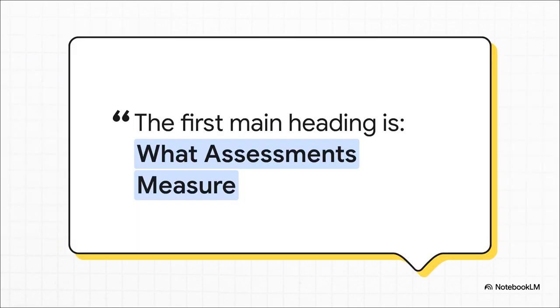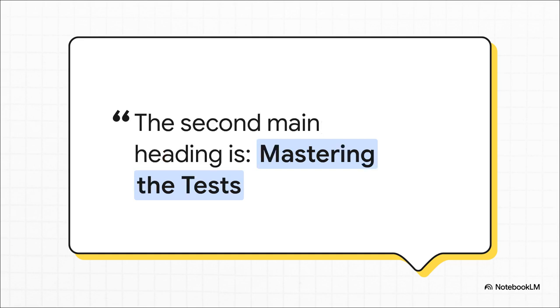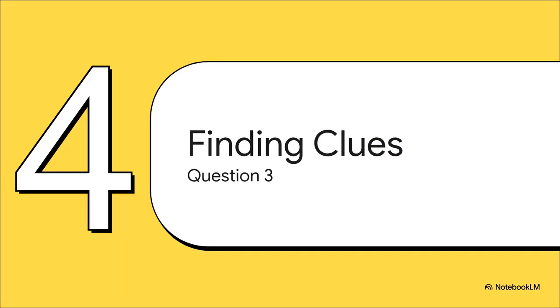Here's the first one. This heading tells us that this section is going to explain what the tests are looking for. And here is the second main heading. So the article first explains what the tests are, and then it gives advice on how to do well on them. The little bit at the end is the conclusion, so the main body has just 2 sections. Now here's where this becomes really useful.